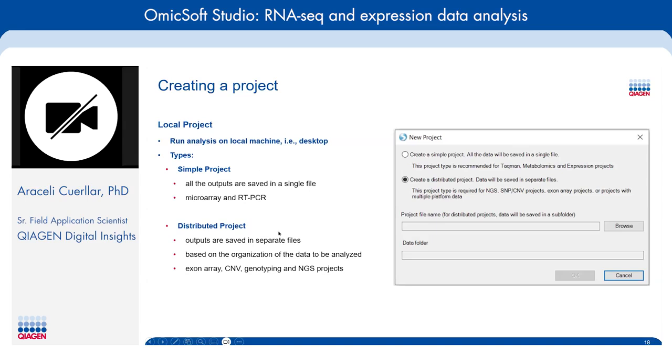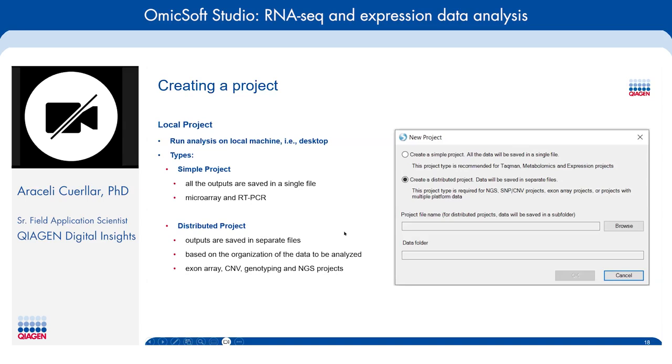Now, in a distributed project, the outputs are saved in separate subfolders, which are based on the organization of the data being analyzed, and are generally recommended for larger projects like NGS data. And so today we'll give you an example of those.